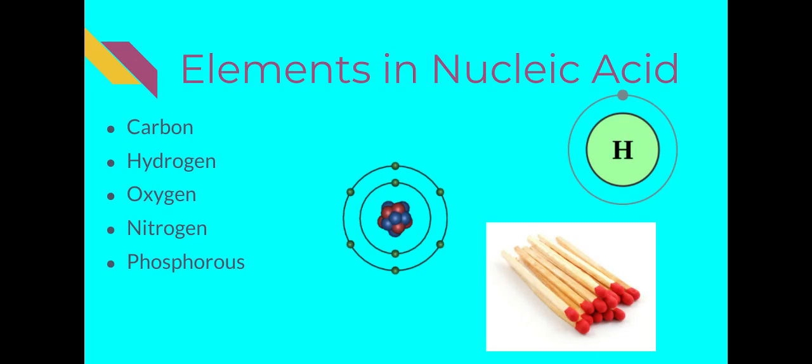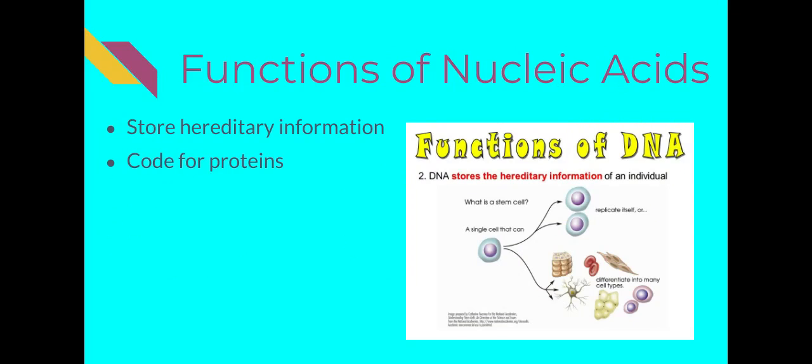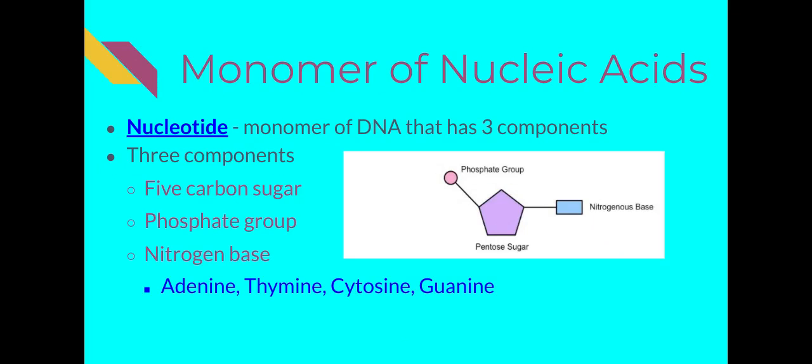Now, elements in nucleic acids. We're going to see the 4 elements that are found in proteins, but also we're going to see phosphorus. So we have carbon, hydrogen, oxygen, nitrogen, and phosphorus. Functions of nucleic acids. There are only 2 types of nucleic acids, DNA and RNA. Now, DNA is going to store hereditary information, and RNA is going to code for proteins. We will talk about those in much more detail next semester when we talk about DNA.